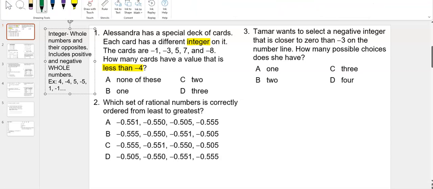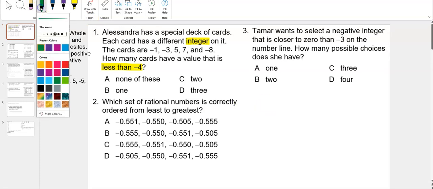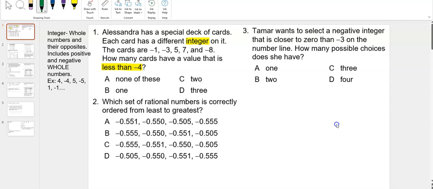So in order to do that, I'm going to draw a number line. We're going to draw it over here. Maybe if it's working. Why are you not working? Hold on. All right, here we go.